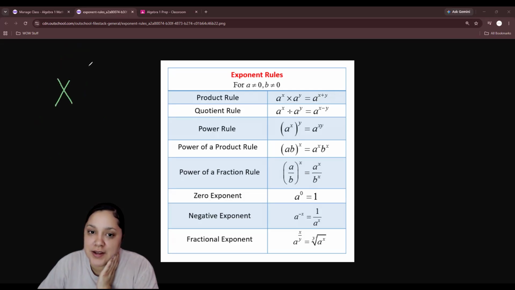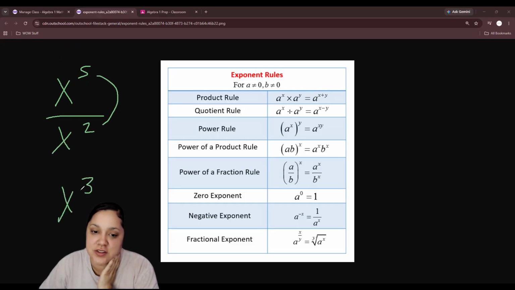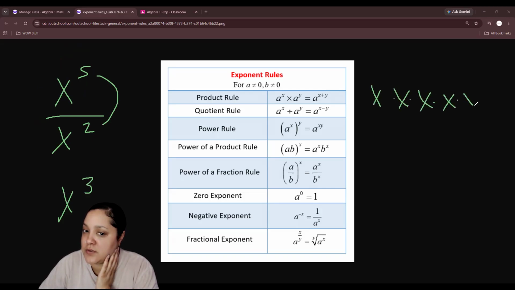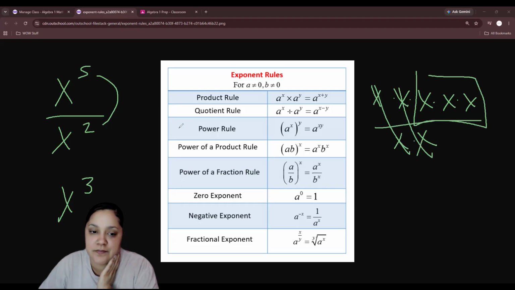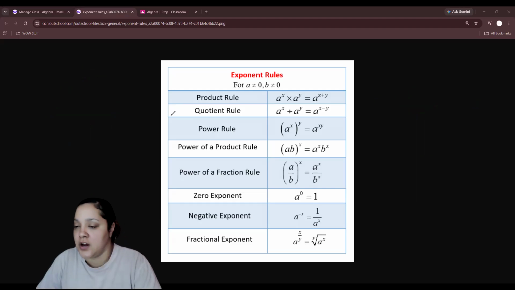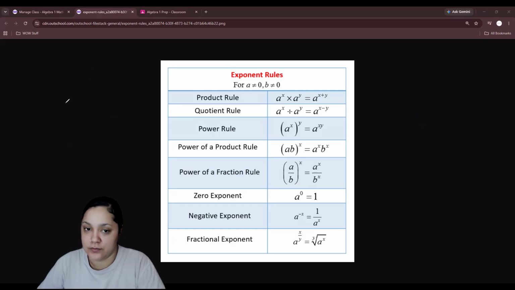When dividing exponents, you do not divide, you subtract. So 5 minus 2, you get x to the 3rd. So it's like this. If I have 5 up top and 2 on the bottom, then I'm left with x to the 3rd.